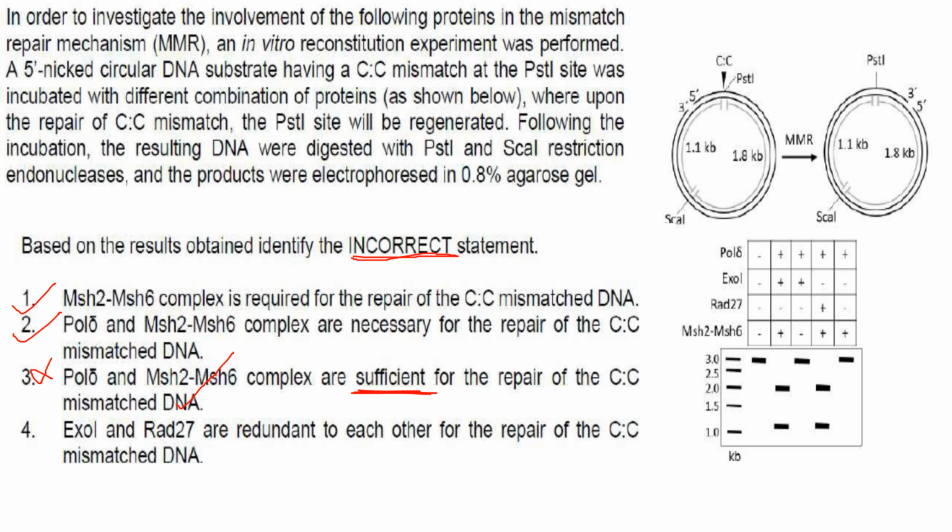Then XHO1 and RAD27 are redundant to each other for the repair of the CC mismatched DNA. So the fourth option is also correct, because XHO1 is added, RAD27 is not added, you get repaired DNA. Here also XHO1 is not added but RAD27 is present, you get repaired DNA. So they are redundant to each other. So the fourth is also correct. But your answer is option 3.